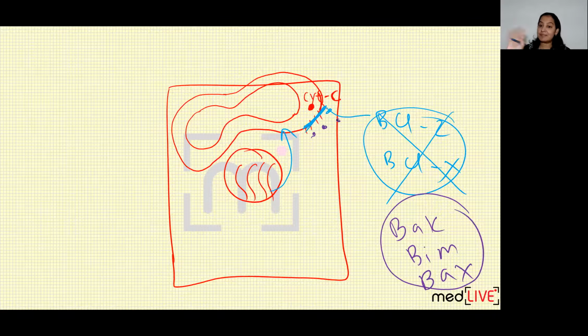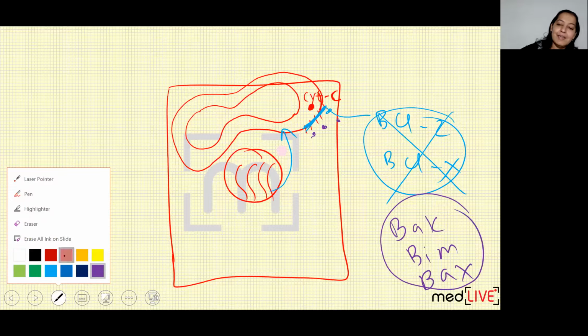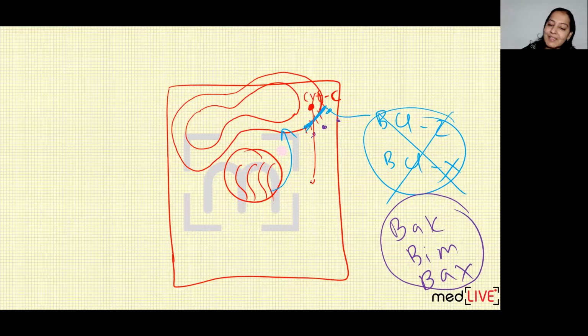If these three guards come, they will open the gate. Once the gate is opened, cytochrome C will come outside into the cytoplasm. Once cytochrome C comes into the cytoplasm, what happens?